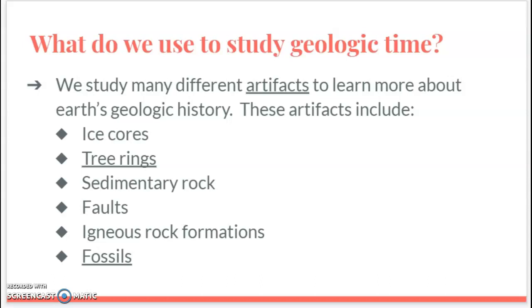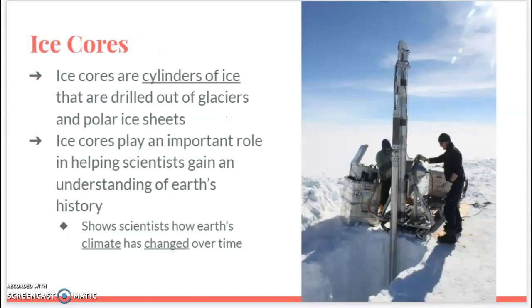So first, we're going to start with ice cores, which I think are pretty cool. Cool, ice, get it? So ice cores are cylinders of ice that are drilled out of glaciers and polar ice sheets. So glaciers, polar ice sheets, we're thinking obviously about very cold places like Greenland, maybe Antarctica, northern Russia. So ice cores play an important role in helping scientists gain an understanding of Earth's history because they show us how Earth's climate has changed over time.